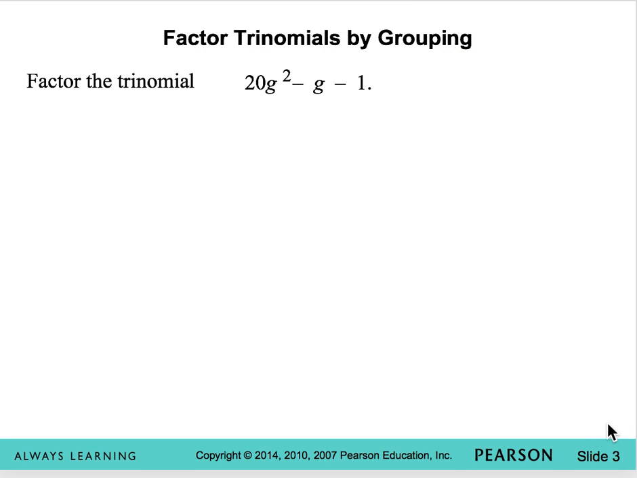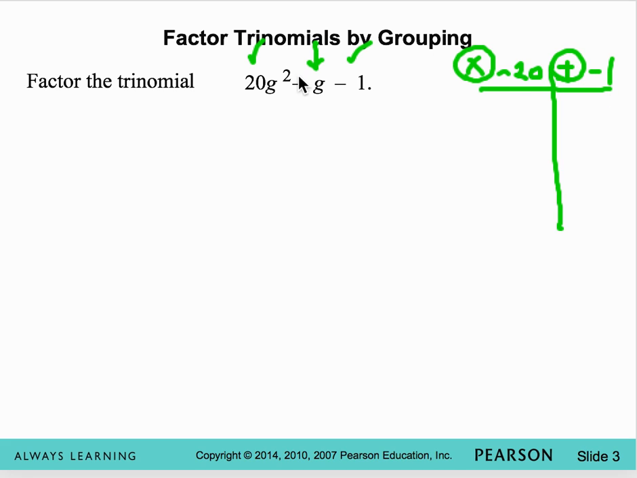Let's try it again. Okay, I've got a g squared and a plain g, so it's good. Doesn't mean it will factor, but it means I can try to factor it. I need 2 numbers that multiply to give what? Yep, 20 times negative 1, so negative 20. And they have to add to give negative 1. Remember, if there's not a number there, it's understood to be a 1, so don't forget your sign, negative 1.